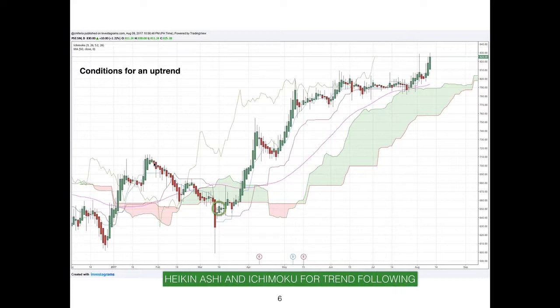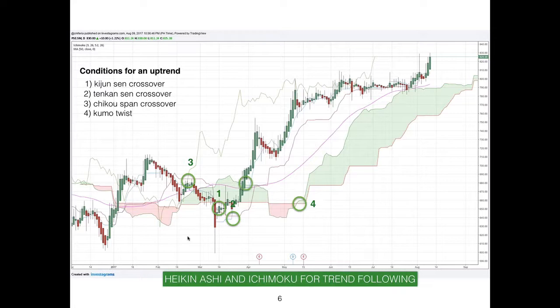So before we enter into position, what conditions do we follow? For an uptrend, first, there has to be a Kijun-sen crossover. Second, a Tenkan-sen crossover. Third, a Chikou span crossover. Fourth, a kumo twist. Fifth, a kumo breakout. So once we've satisfied all these conditions, we are able to enter the position. So we enter here.